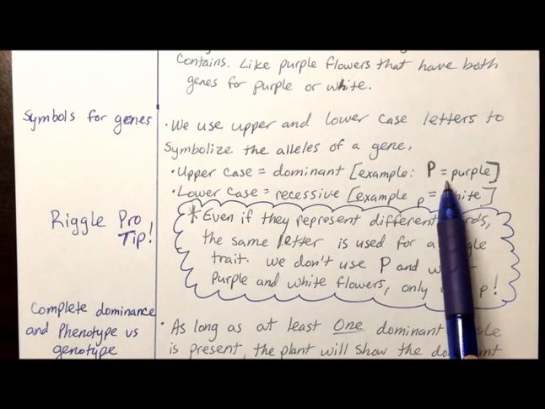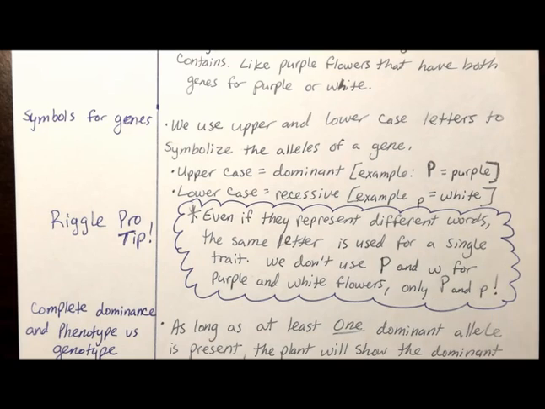But wait a minute, P is for purple. Shouldn't I use W for white? No, that's not how it works. So I have a Wriggle pro tip here. Whoop, whoop, whoop, whoop, air horns.